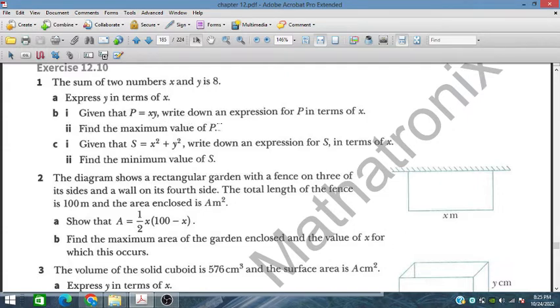Now find the maximum value of p, so that would be easy. And given that s is equal to x square plus y square, write down an expression for s in terms of x, and find the minimum value of s. So we'll solve this equation. Problem number 12.10, problem 1.